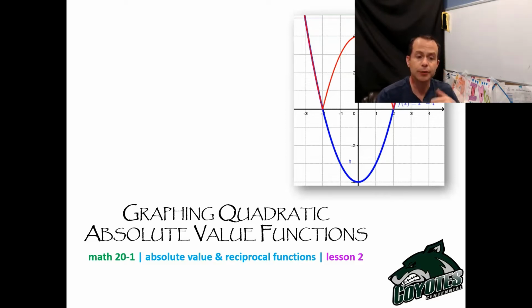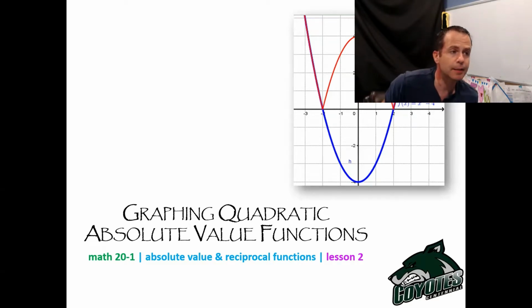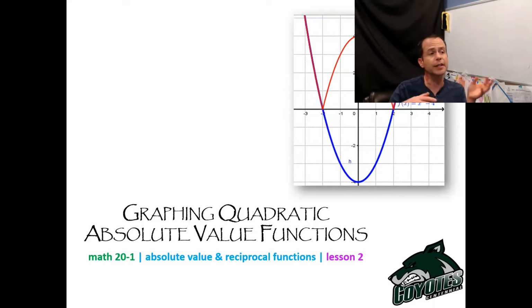All right, so now we're going to turn our attention to quadratics, but it's going to be done really the same way. You're going to think about what did the original quadratic look like? And then you're going to think, okay, whatever negative portion of that quadratic I have, I'm going to reflect that over the x-axis, and I'm going to make that portion positive, okay?